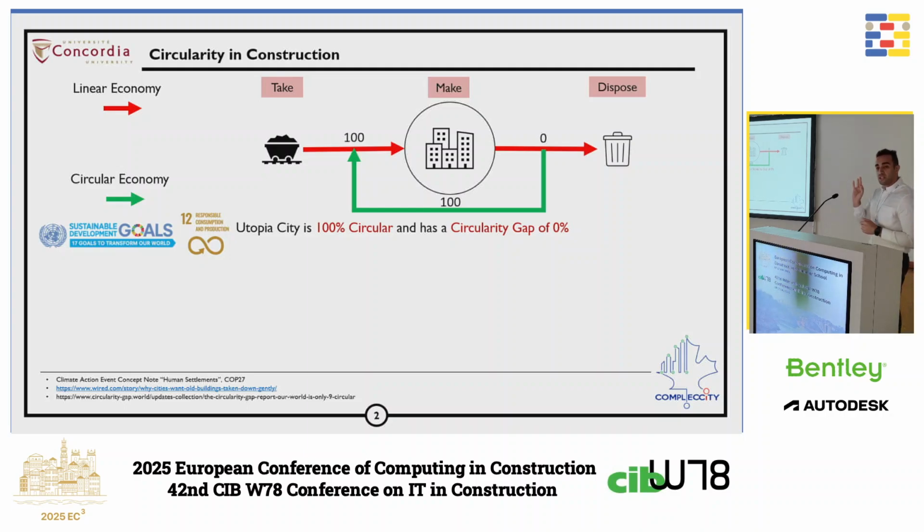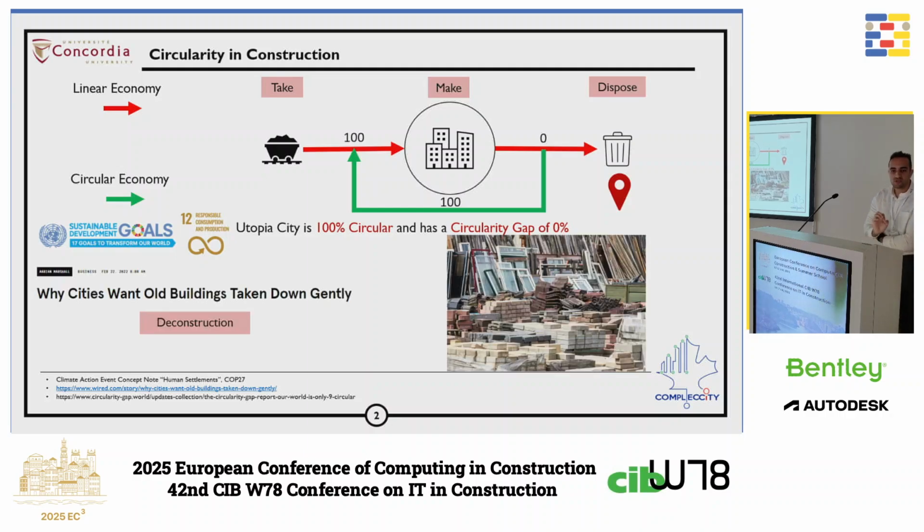So most of my presentation today will be on this green arrow. My goal is to try to minimize the losses that we are going to have from these 100 units, from the very beginning until the end, so we can preserve as much as we can. The very first step for us not to lose so much at the beginning is to apply something called deconstruction. We need to deconstruct the building. That's why cities want old buildings to be taken down gently, so we are preserving as much as we can from the very beginning of this process. That's the deconstruction part of the title.